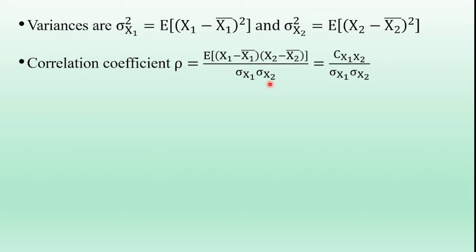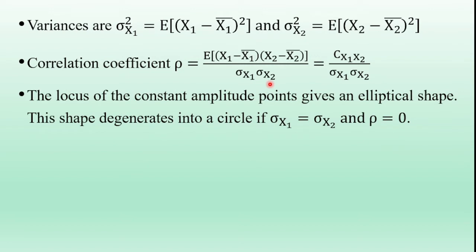Sigma_x1 and sigma_x2 are the standard deviations. The standard deviation is the square root of the variance of the random variable. The locus of the constant amplitude points gives an elliptical shape. This shape degenerates into a circle if sigma_x1 is equal to sigma_x2 and the correlation coefficient rho is equal to 0.